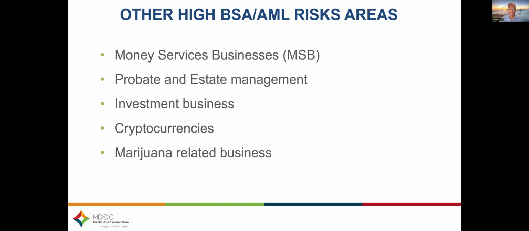Other areas of high risk: you've got money service businesses, probate and estate management. These are certain high level, and just like marijuana related, if your credit union has marijuana related business accounts, that is a high level of risk. Although you make a lot of money on those types of accounts, it is a high level of risk, mainly because marijuana is still illegal on the federal level. So we have to make sure that that's in place.